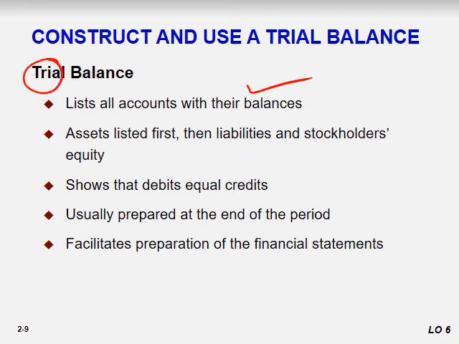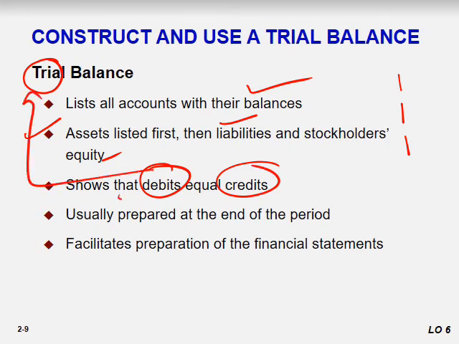The name is trial balance, right? In it, assets are listed first, and then liabilities, and then equity. It means we are following some kind of order. At the end, we show that total debits equal total credits. Why? Because the name is trial balance, in which we trial our debits against credits. It is usually prepared at the end of the period, and it helps you make the financial statements.